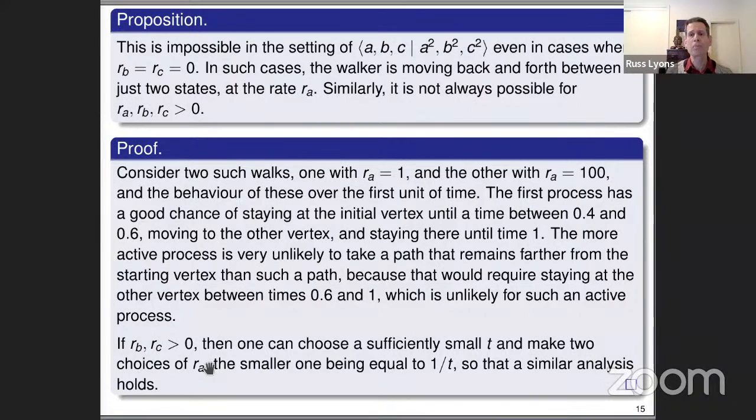Now I'm going to make 2 choices for R sub A. The smaller one is 1 over t. So it's like the first unit of time, RA was 1. And then the second one will be 100 times larger. So it's essentially the same as the proof in the first case, because it's very unlikely that anything will happen on B and C.